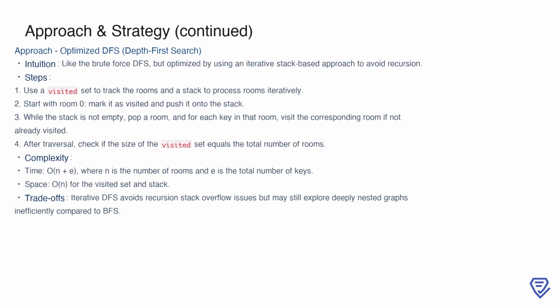This iterative DFS approach has a time complexity of O(n + e), and uses space for the visited set and the stack. While it avoids recursion-related issues like stack overflow, it may still be less efficient than BFS when dealing with deeply nested graphs, as it doesn't inherently prioritize breadth-first exploration. However, it's a solid alternative for those who prefer DFS but want to avoid the pitfalls of recursion.